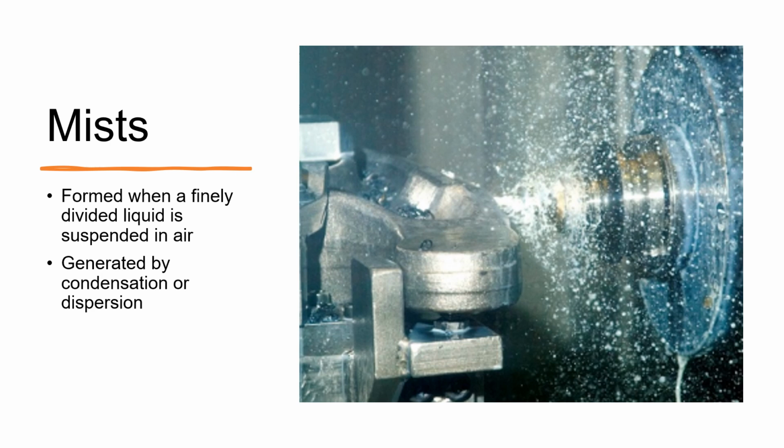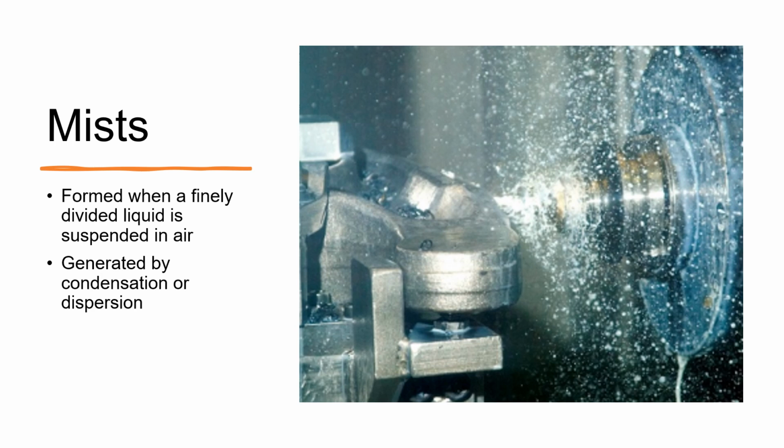Mists are formed when a finely divided liquid is suspended in air. These suspended liquid droplets can be generated by condensation from the gaseous to the liquid state, or by breaking up a liquid into a dispersed state, such as by splashing or foaming or atomizing.